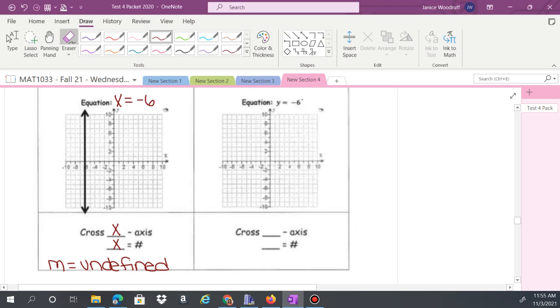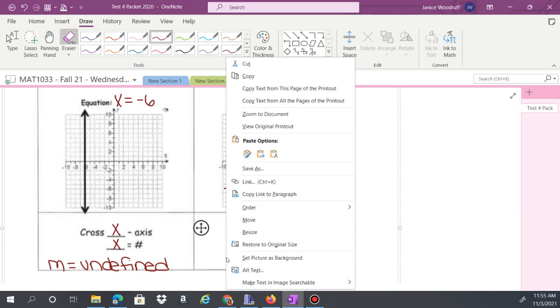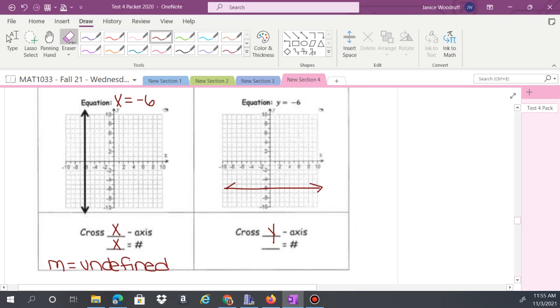An equation of y equals negative 6 is going to go through the y-axis. So this one here is negative 6 on the y-axis. The only way to go through that is with a horizontal line. You can't go through a vertical axis with a vertical line, so it has to be horizontal. The line would look like this. It's y equals a number. Notice the equation x equals a number doesn't have a y in it. Y equals a number doesn't have an x in it. And the slope of this one is 0.